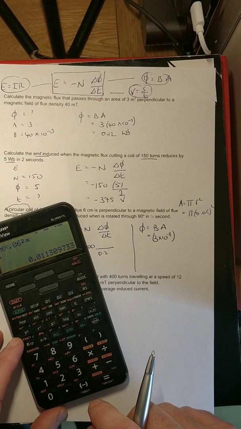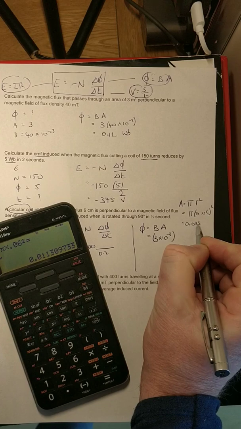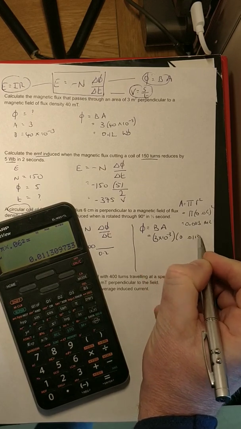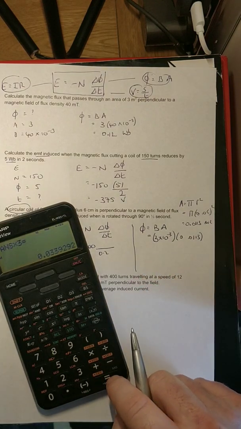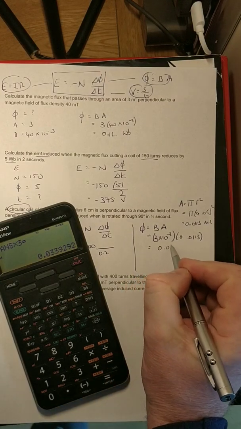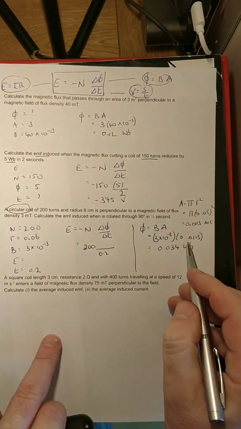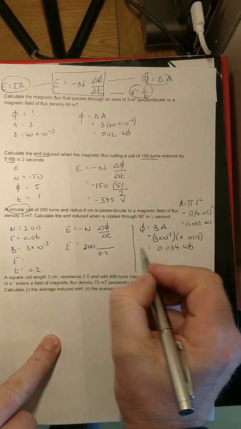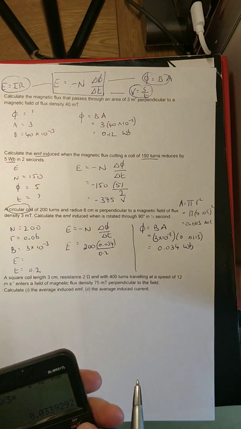Okay, so pi by 0.06 squared. We're getting 0.0113. And we'll be putting that in here. So we're multiplying that by 3, and we're getting 0.0339, 0.034 Webers. Okay, so that's what we're missing from over here. That's why we started, remember. So we can just put that in here now. So we're multiplying that by 200.